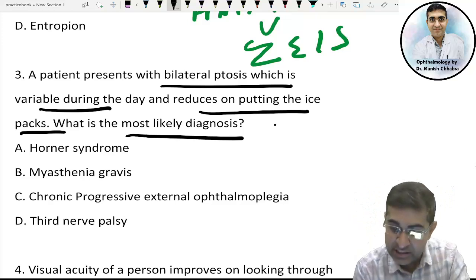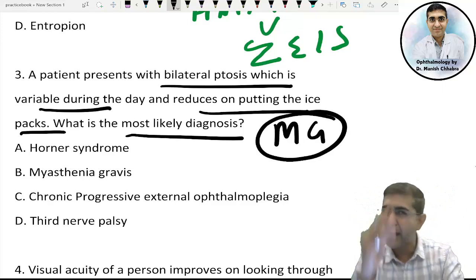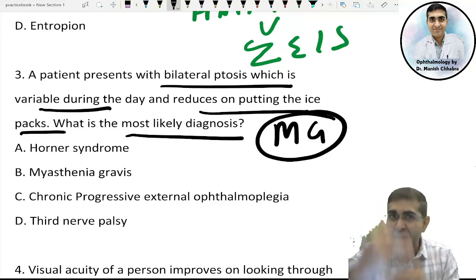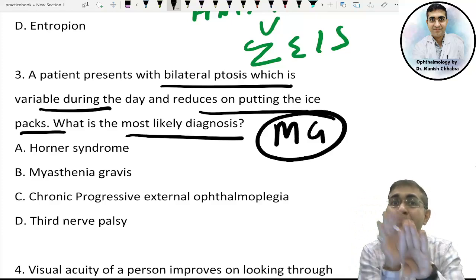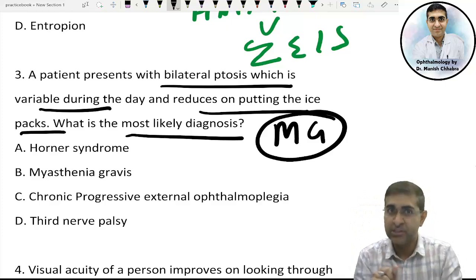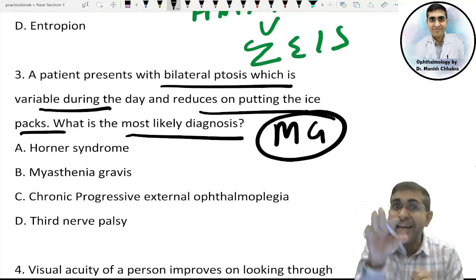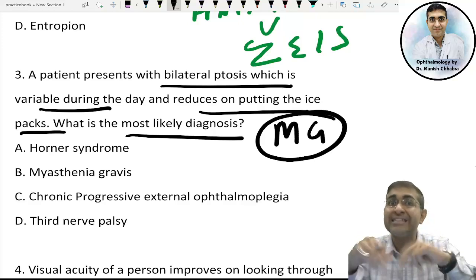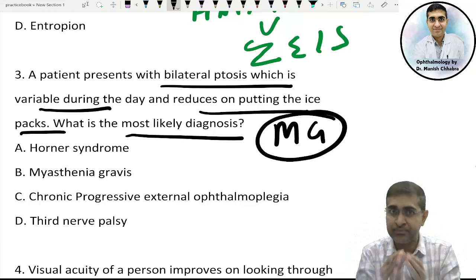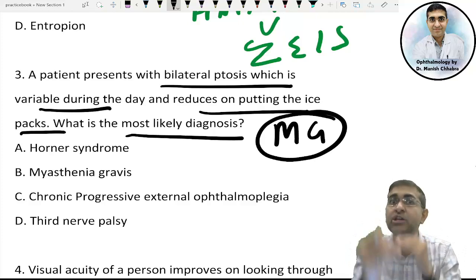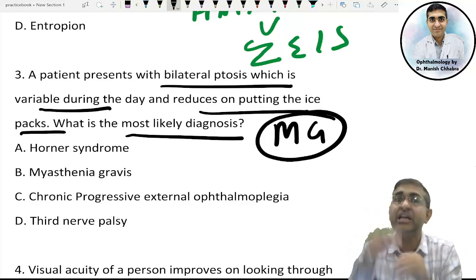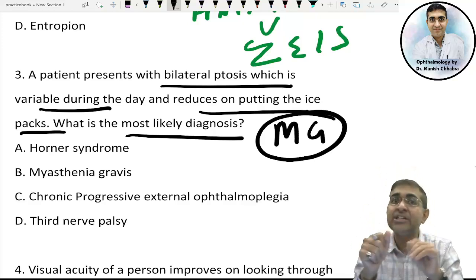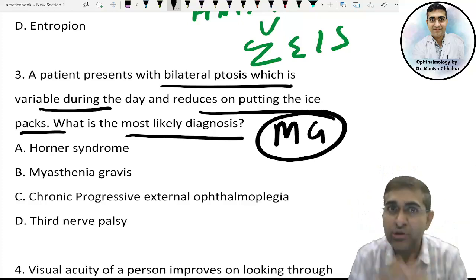Now if the patient is having myasthenia gravis, what happens in myasthenia gravis? There is autoimmunity, there is antibody formation against the receptors, post-synaptic receptors. When there is release of acetylcholine, since there is damage to post-synaptic receptors, acetylcholine is not able to act, right? So as a result, during the course of the day, during the activity, the effect of acetylcholine wanes off, and as a result, the muscle is not able to function well.